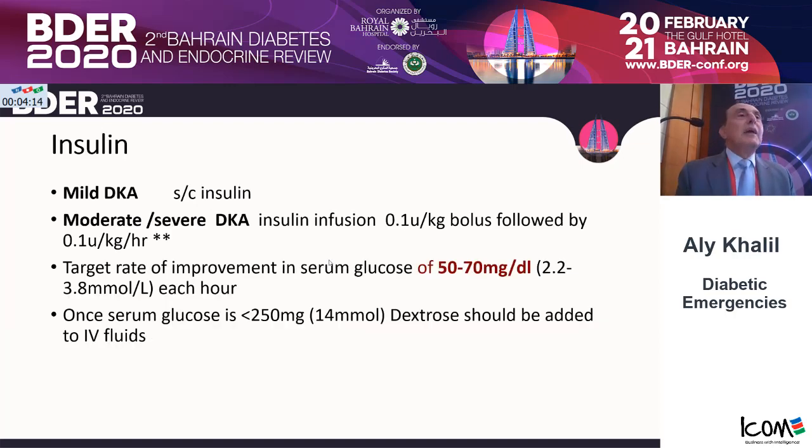Insulin is the mainstay treatment. There are different protocols, but the easiest one to remember is to give a bolus of 0.1 unit per kilogram, and then for maintenance, 0.1 unit per kilogram per hour. You adjust that based on the weight, and your target is a rise in blood sugar of not more than 50 to 70 milligrams because of the risk of inducing cerebral edema. And once the serum glucose is less than 250, you add dextrose to the IV solution to give them a source of carbohydrate to prevent hypoglycemia and to prevent cerebral edema.